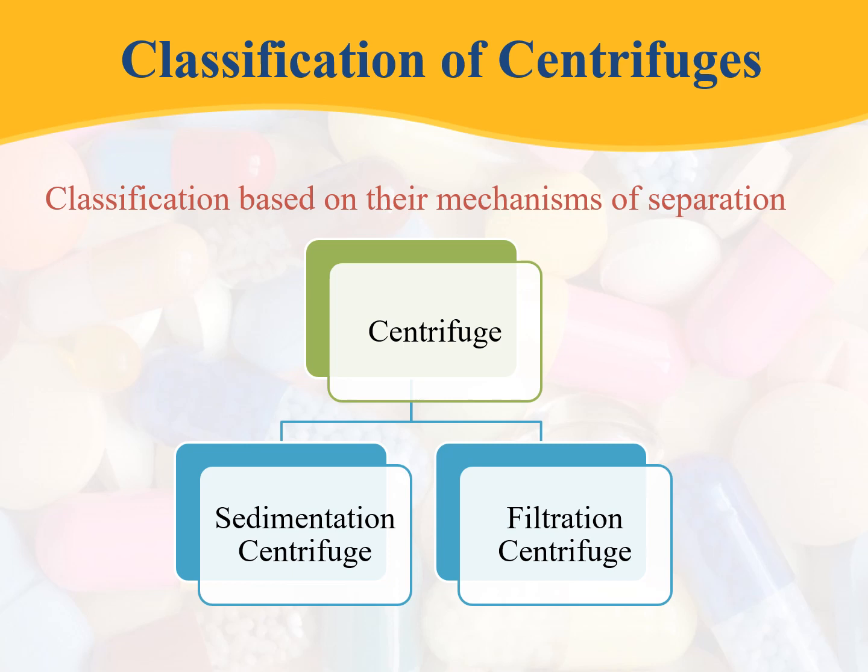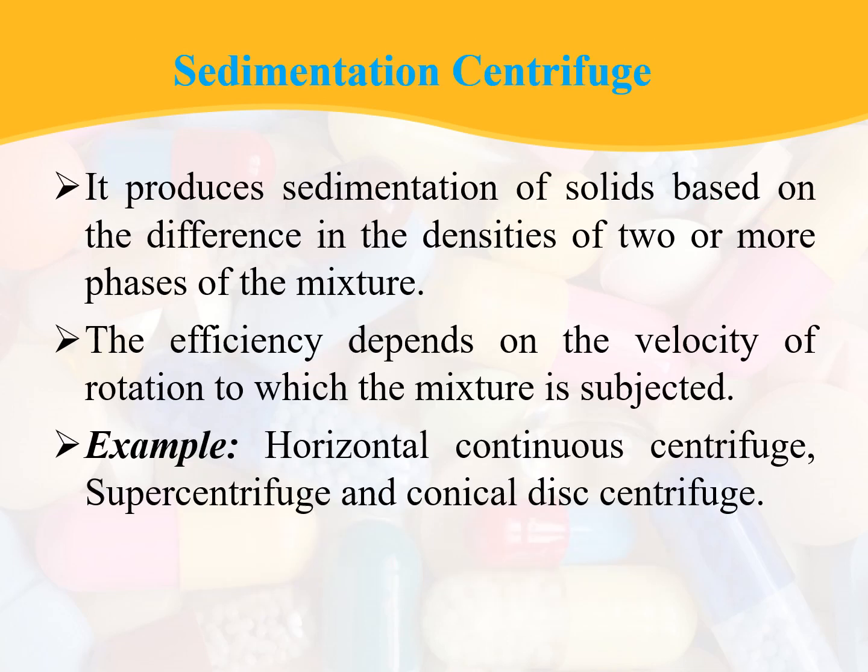Now coming to the classification of centrifuges. The classification is based upon their mechanism of separation. There are mainly two types, sedimentation centrifuge and filtration centrifuge. Sedimentation centrifuge produces sedimentation of solids based on the differences in densities of two or more phases of the liquid, and the efficiency depends on the velocity of rotation to which the mixture is subjected. Examples of sedimentation centrifuge are horizontal continuous centrifuge, supercentrifuge, and conical disc centrifuge.